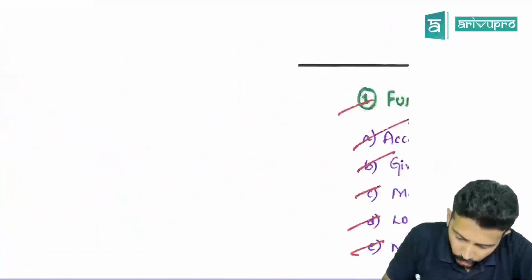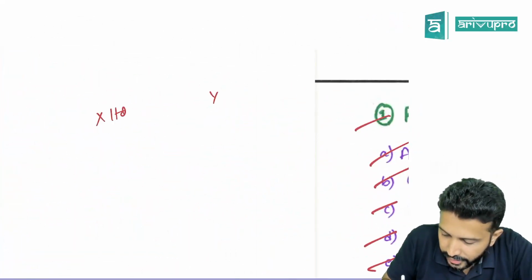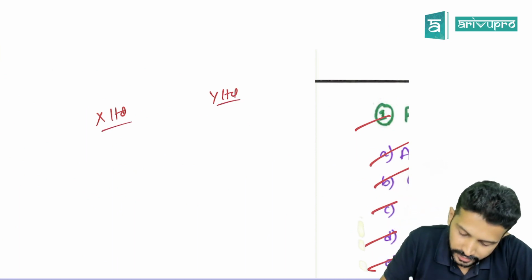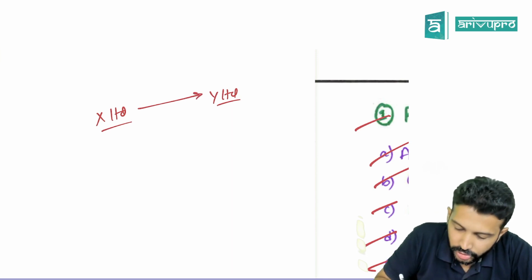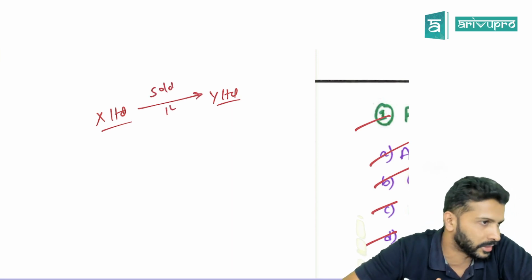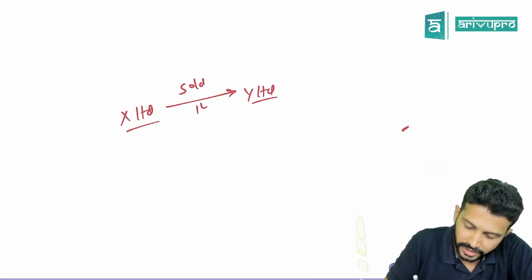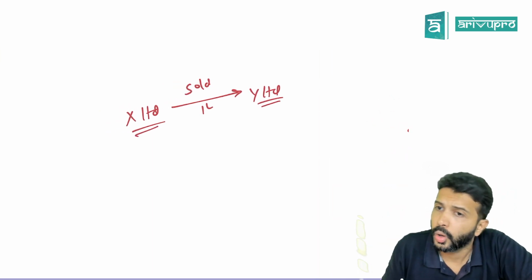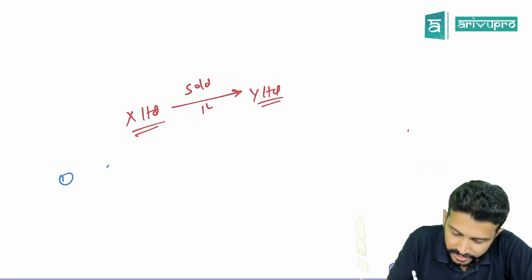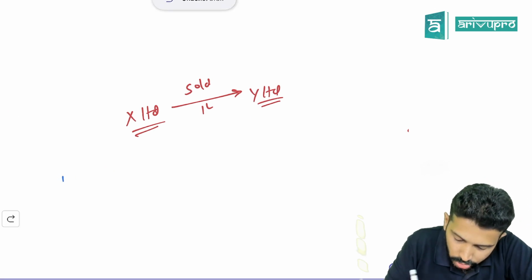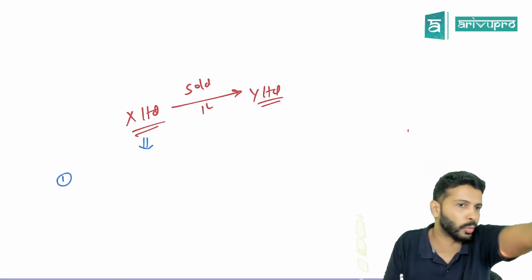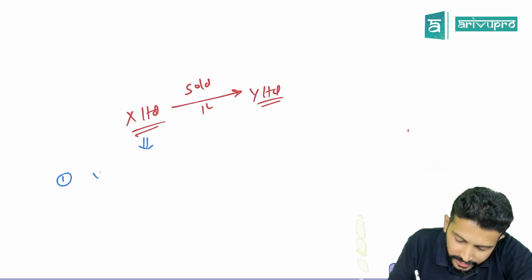Now, one second. X Limited and Y Limited, there are two companies. Let's say X Limited sold goods worth 1 lakh to Y Limited on a credit basis. What is the journal entry X Limited will pass? In X Limited's books, what journal entry will come? X has sold the goods to Y Limited. So what is the journal entry?